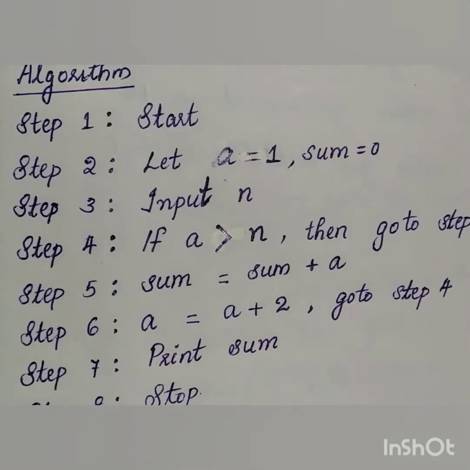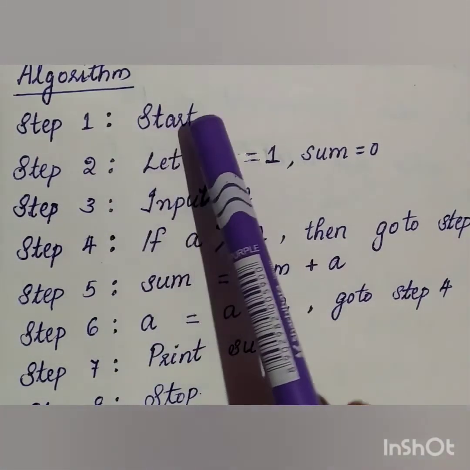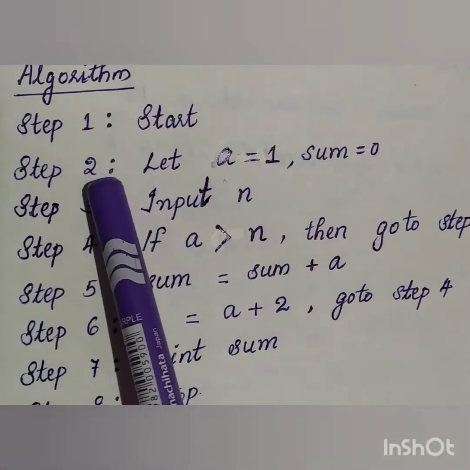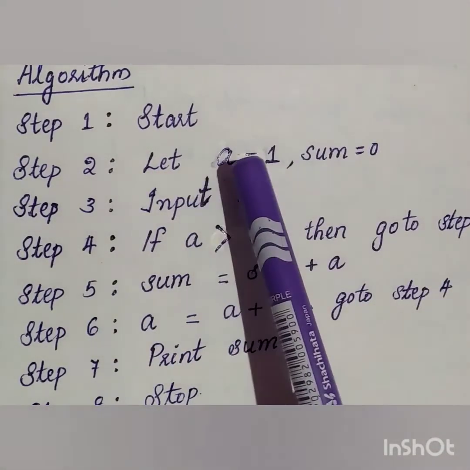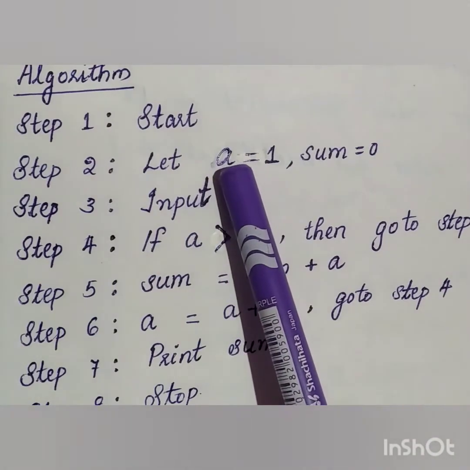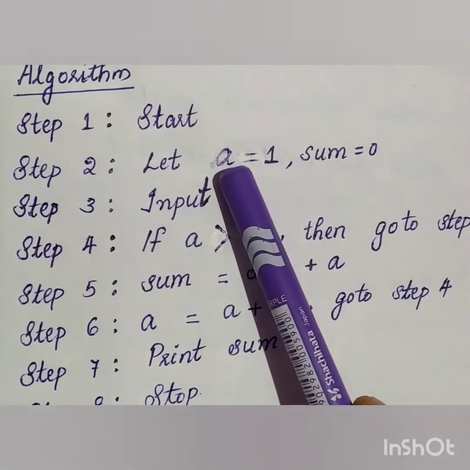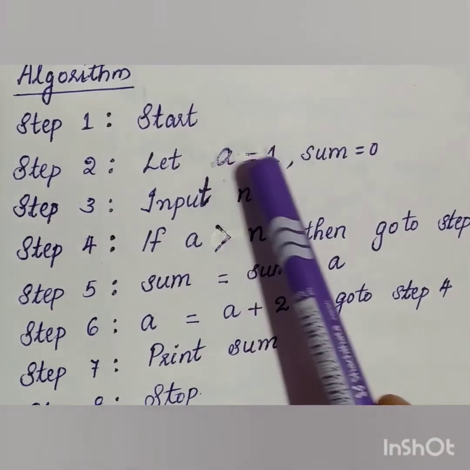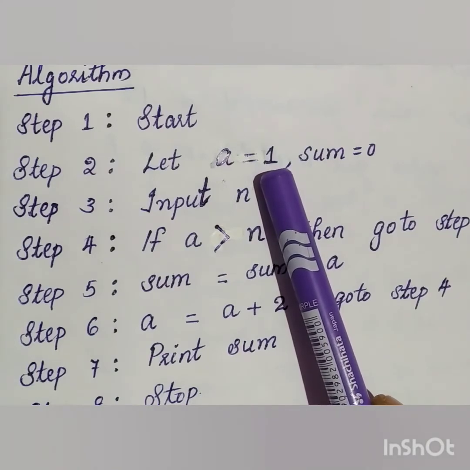Now let's look at the algorithm. The step 1 is start. We are starting the algorithm with the instruction start. Step 2, let a equal to 1 and sum equal to 0. What is this a? It's a variable a. We are setting the initial value of the series 1 to the variable a, assigning a with the value 1 because the odd number starts with 1.